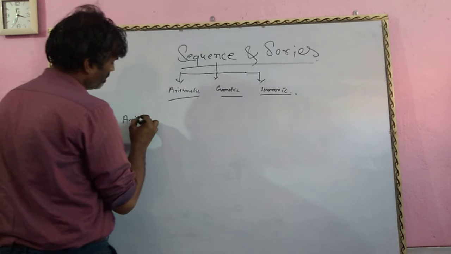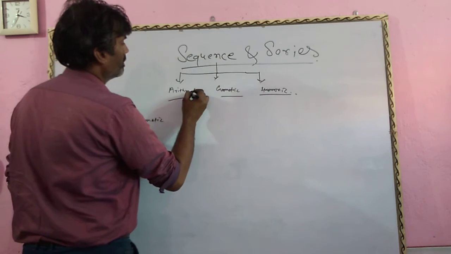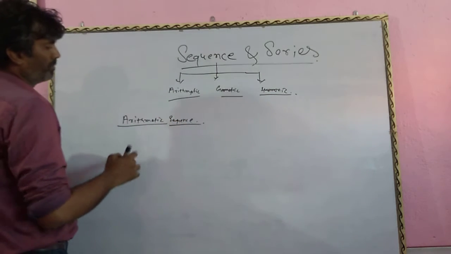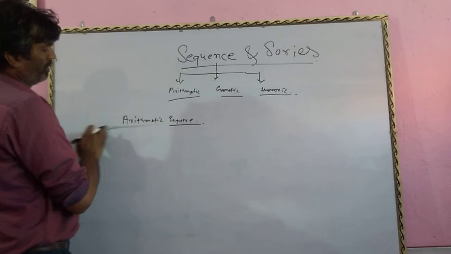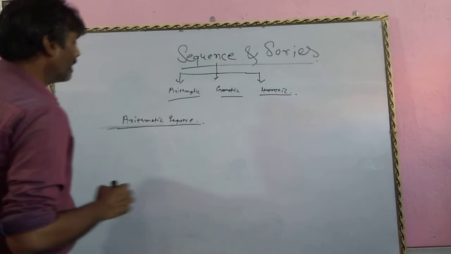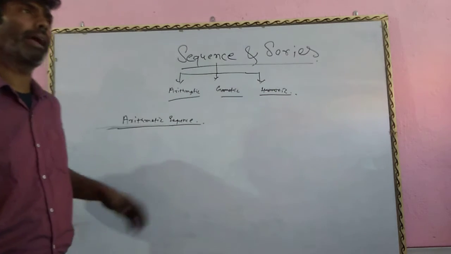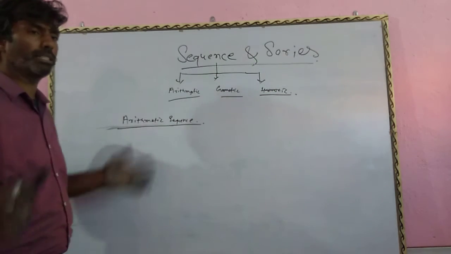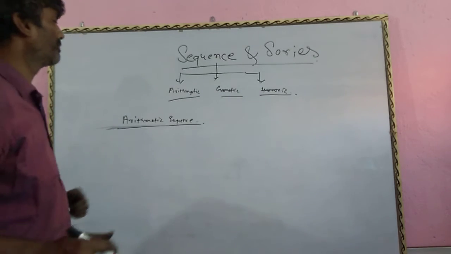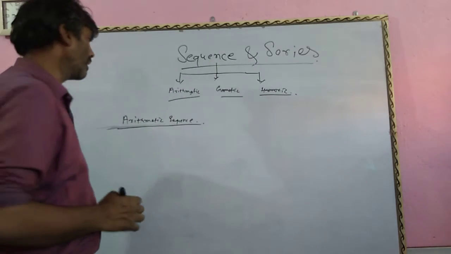Arithmetic sequence. When the next term is determined by addition or subtraction, when the next term is found out by addition or subtraction of some constant number, then that sequence will be called an arithmetic sequence.